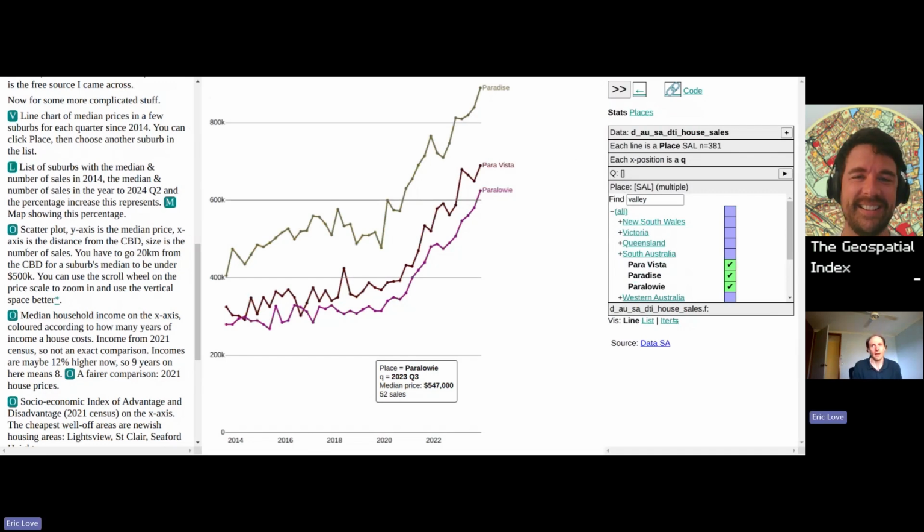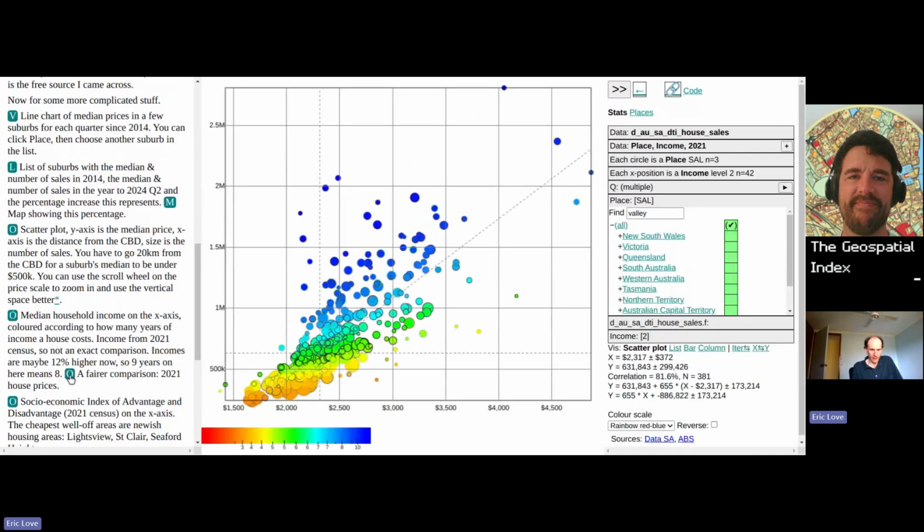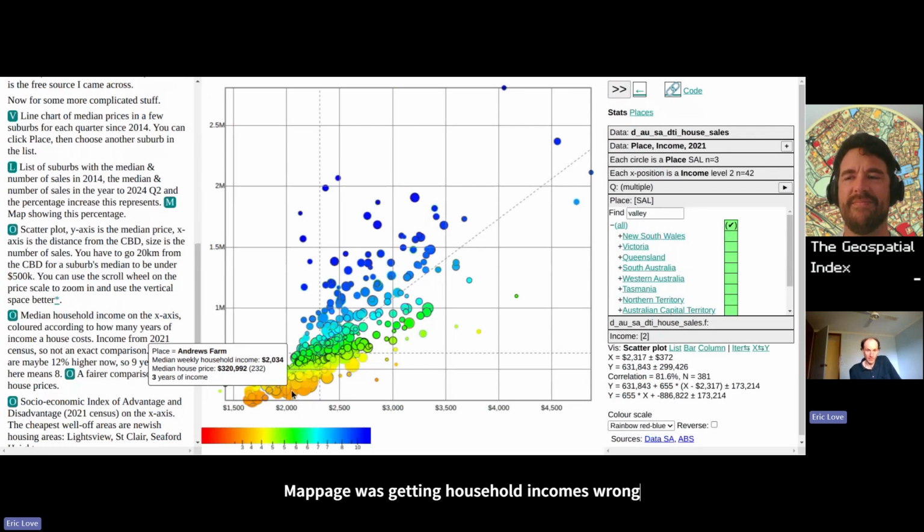No, that would be harder, because I would need to get the incomes from the different years. So this is comparing 2021 prices, because the incomes I'm using are from the census in 2021. The other thing is that house prices don't include units. So these are the people living in separate houses, which are a large majority of all the homes, but still not all of the households. And it's all of the households that are being measured when it comes to household income.